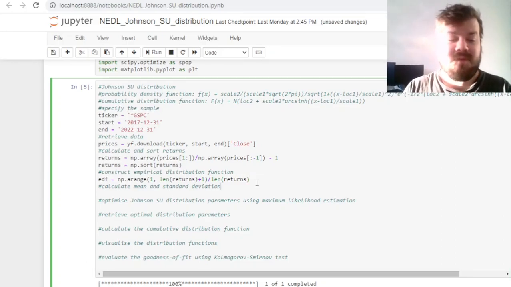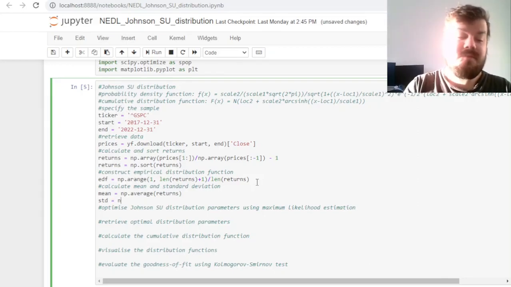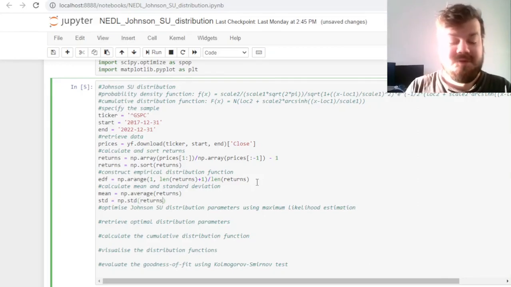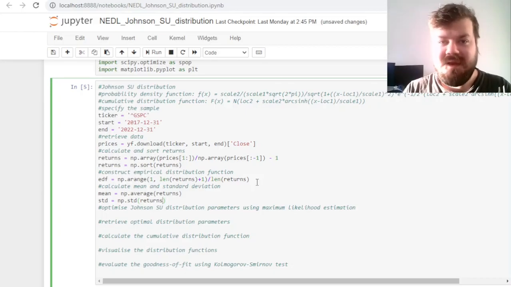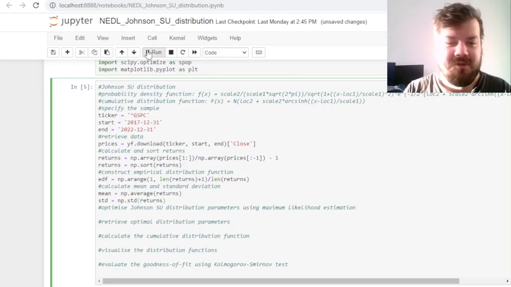Then we can calculate the mean and the standard deviation of our distribution, so basically just NumPy average of the returns and NumPy std of the returns, and that would allow us to use mean and standard deviation as the starting values from which we'll optimize and from which we'll seek to depart using maximum likelihood.